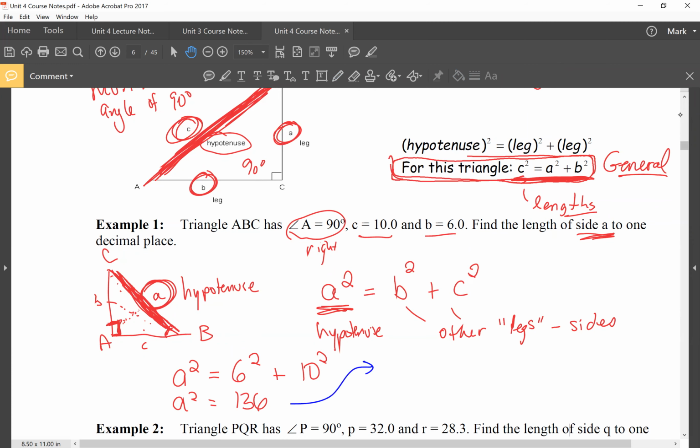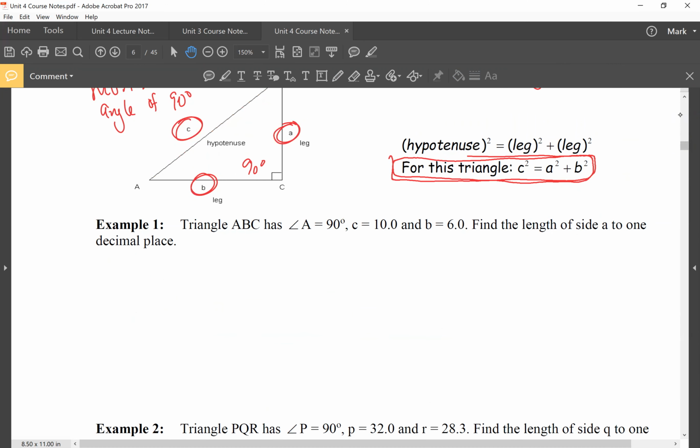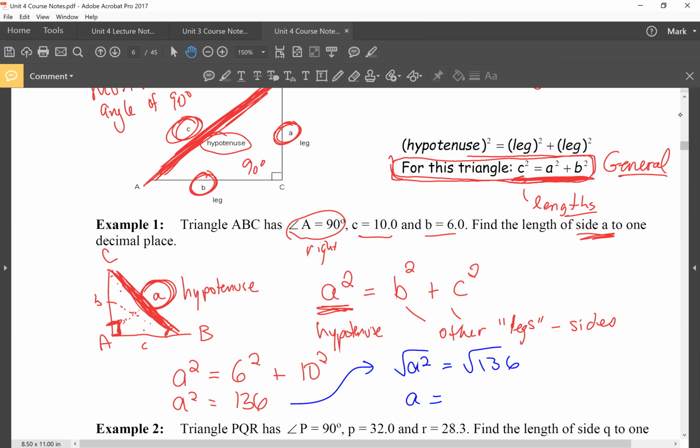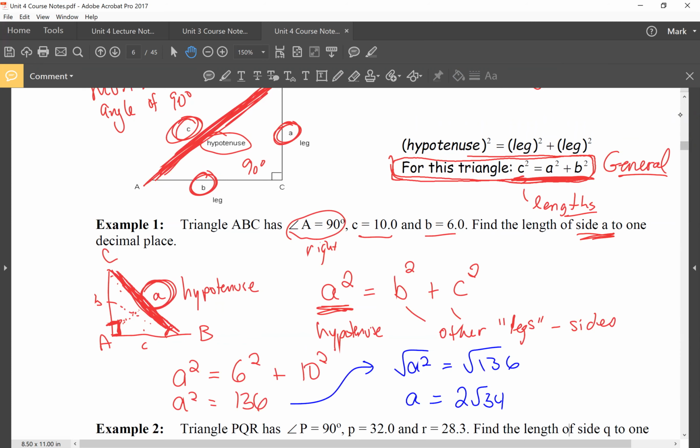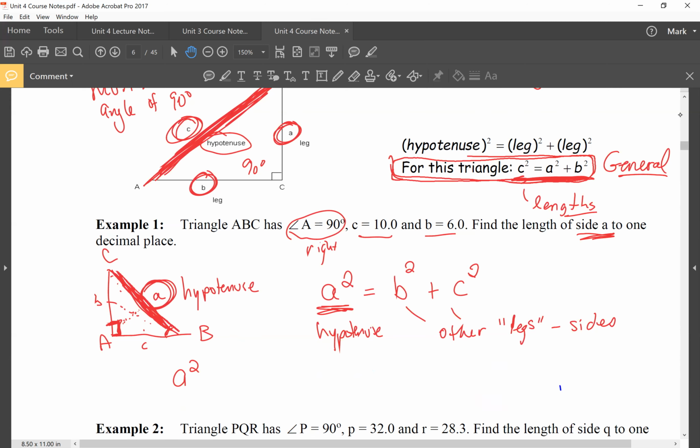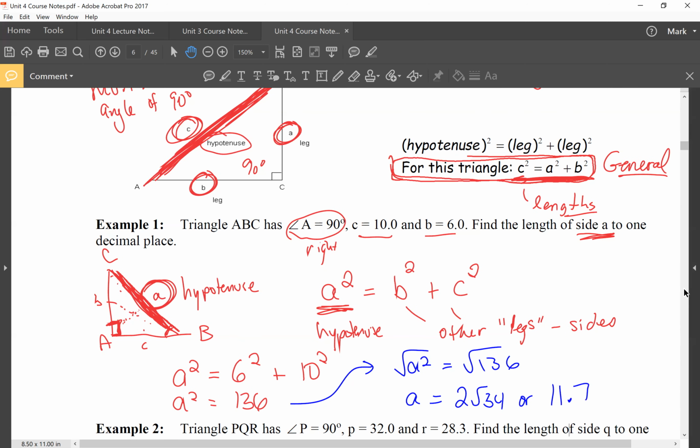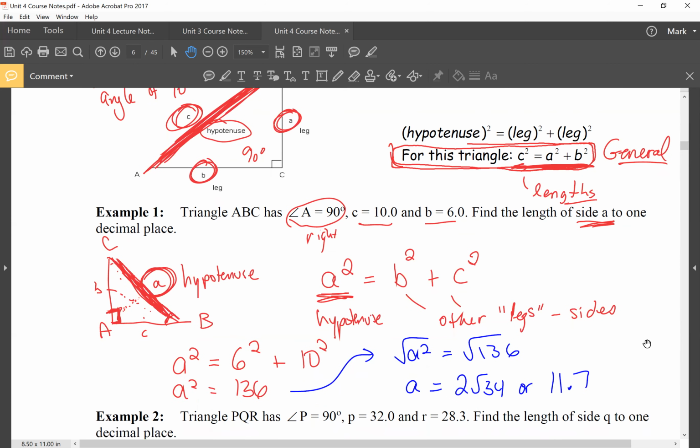So when I solve this, it's going to be the square root of A squared equals the square root of 136. So A will be root 136. We're going to do more of these, don't worry. So I end up getting 2 root 34, or you could put this as a decimal if you wanted, 11.7. Whichever one you want. I think we're going to use the decimals in this unit more than anything.